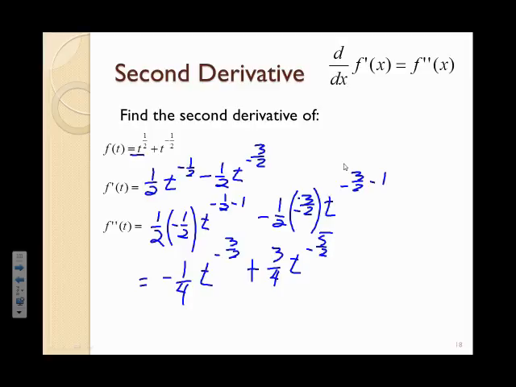So again, for the second derivative, use the same rules as you do for the first derivative. It's just that you do it to the first derivative to get the second derivative.